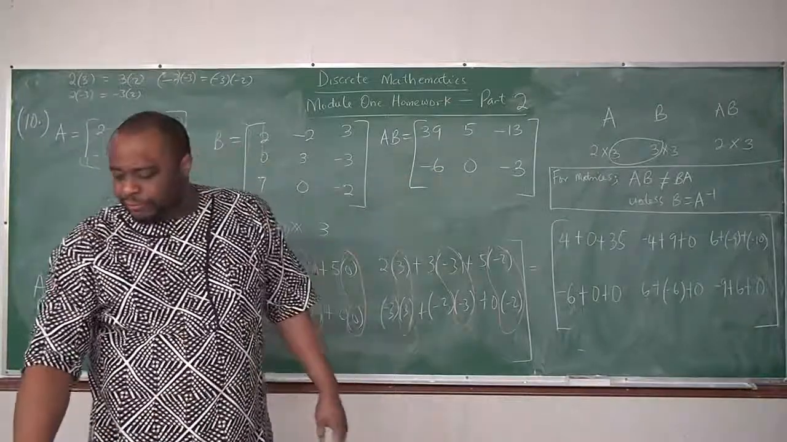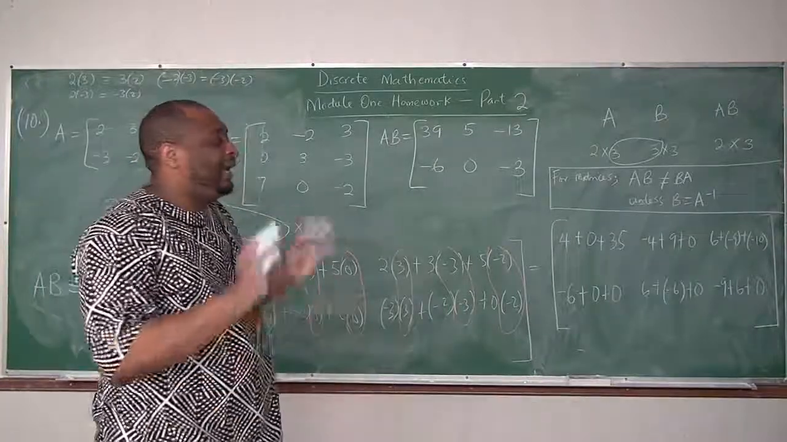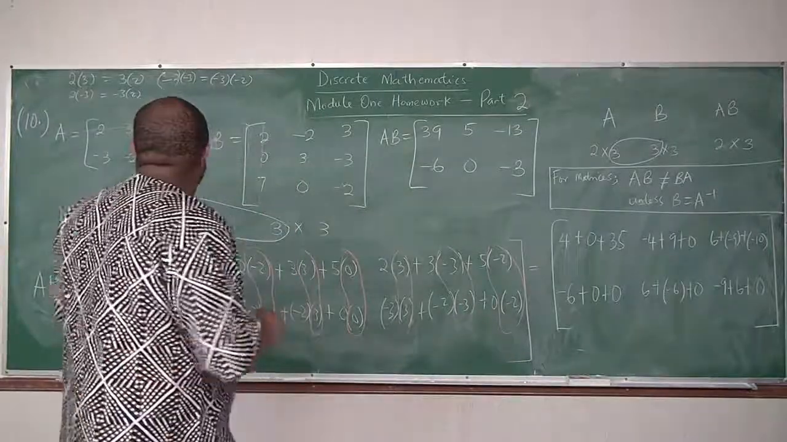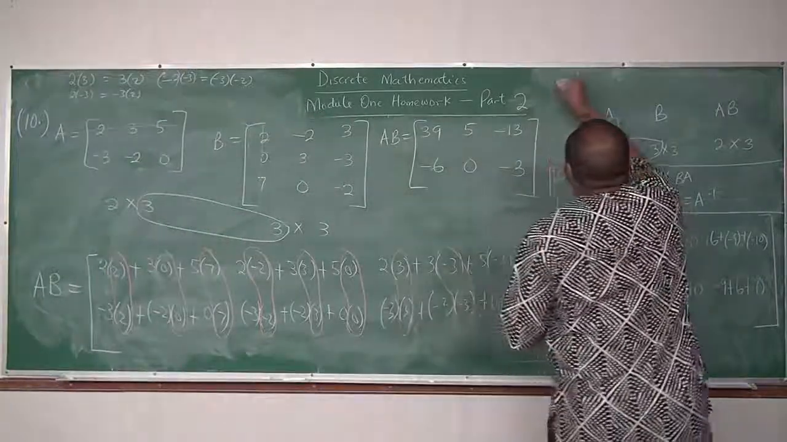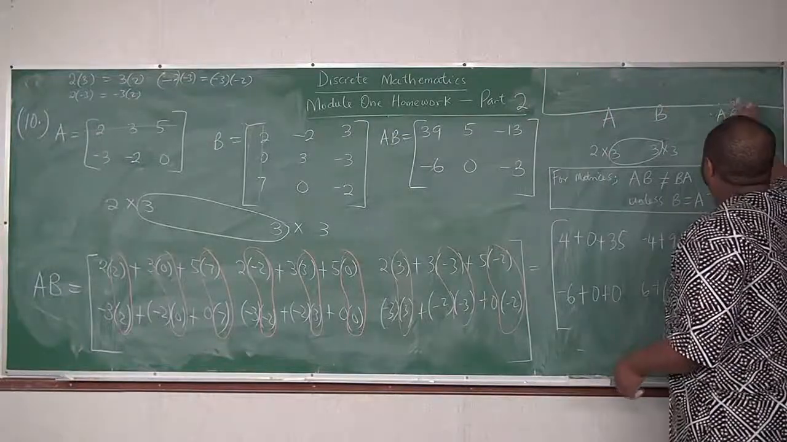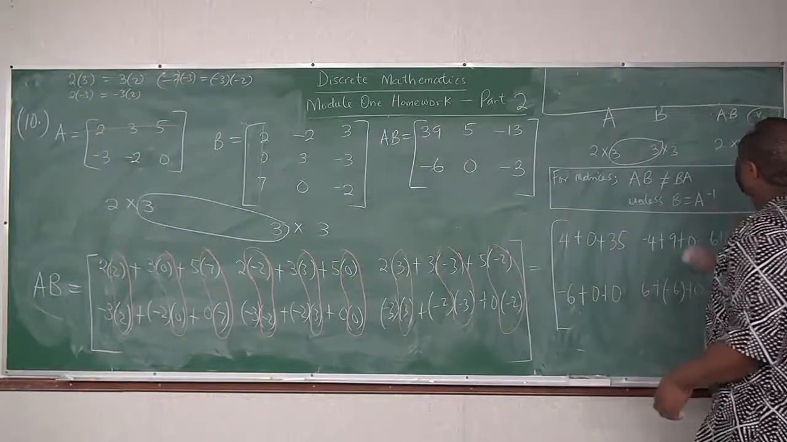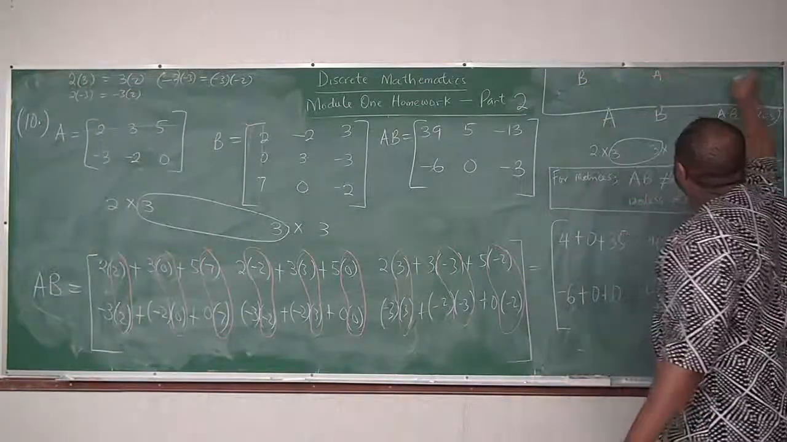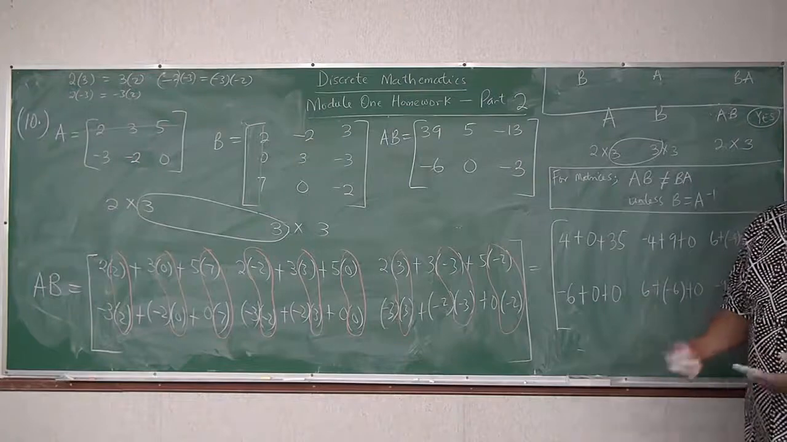That's why they also told us to find BA. If this product is undefined, explain why. So let's look at BA. AB can work. Now let's see whether we can do BA. So this is AB. Yes, it will work. But then let's find BA. In finding BA, let's write AB and then BA. Let's see first whether it will work, and then if it works, we shall multiply it.